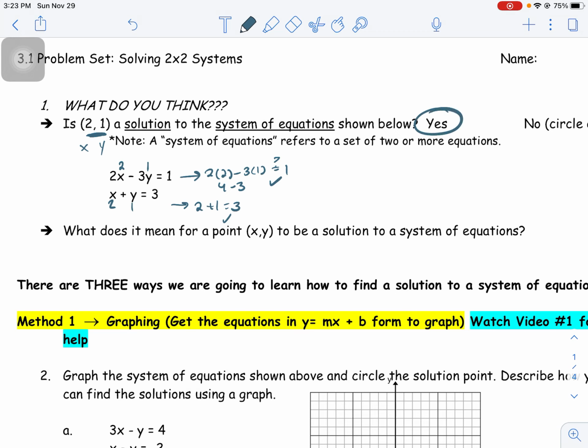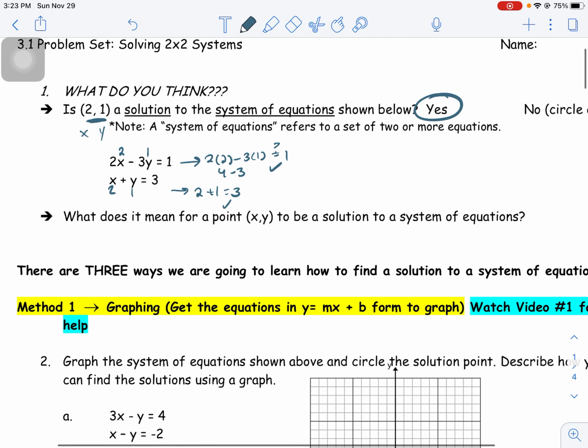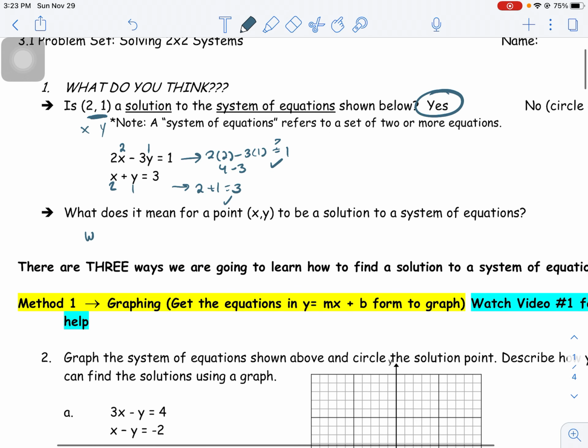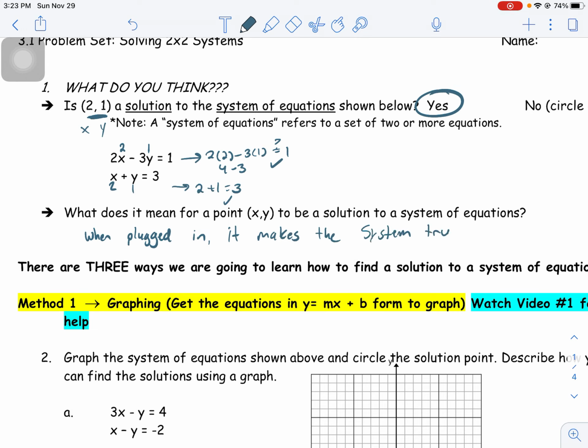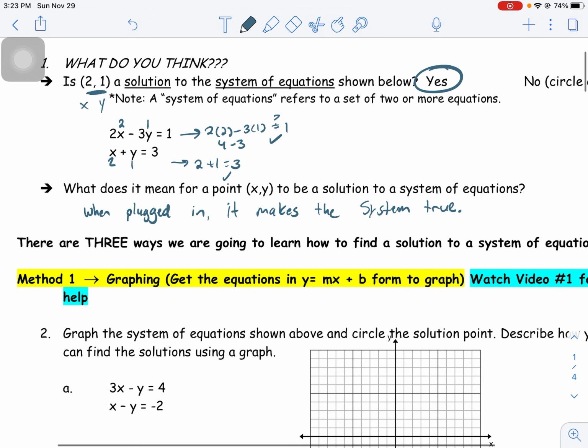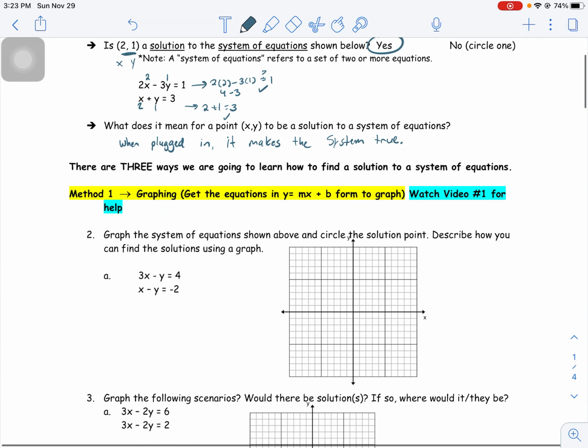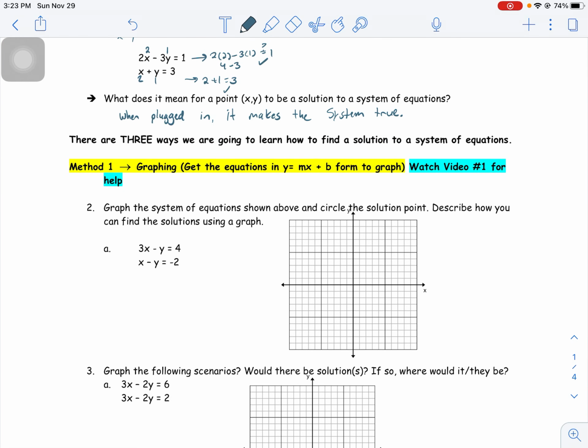What does it mean for a point to be a solution to a system of equations? It means that when plugged in, it makes the system true. And as you can see above, both of those worked out properly. There are 3 ways we're going to learn how to find a solution of systems of equations.